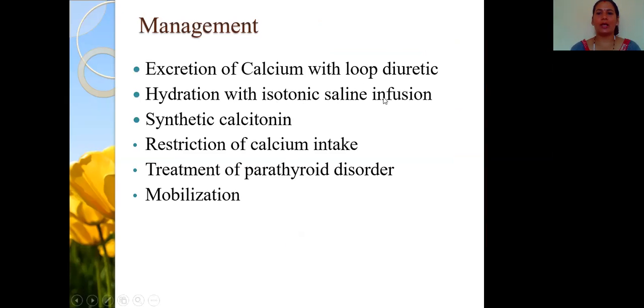Hydration with isotonic saline infusion. Synthetic calcitonin can be provided. Restriction of calcium intake. Treatment of parathyroid disorders, and mobilization can be done.